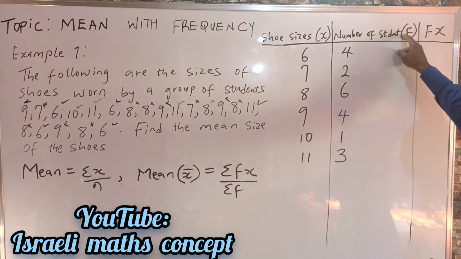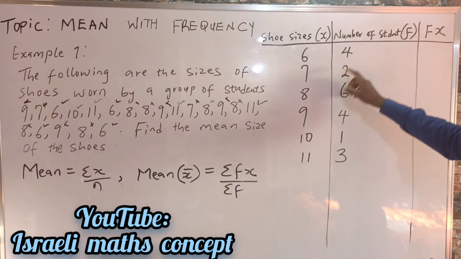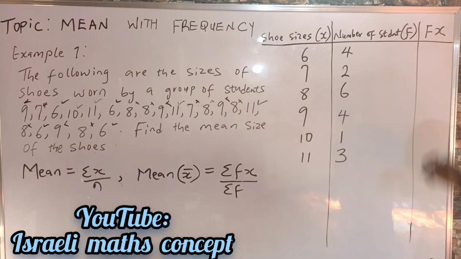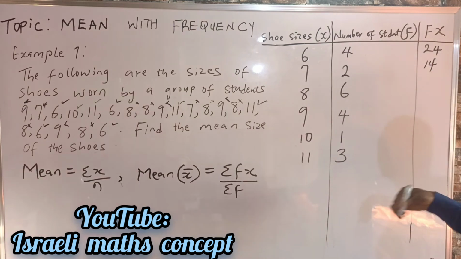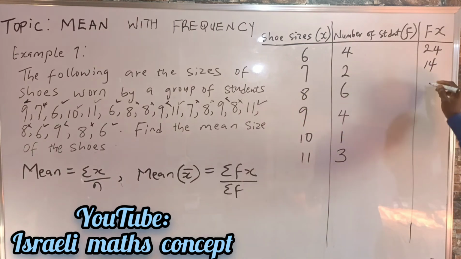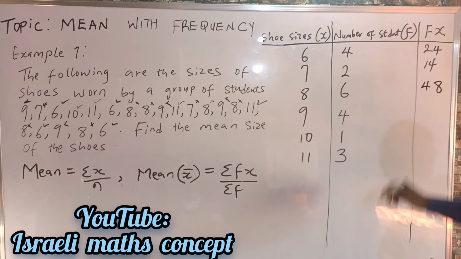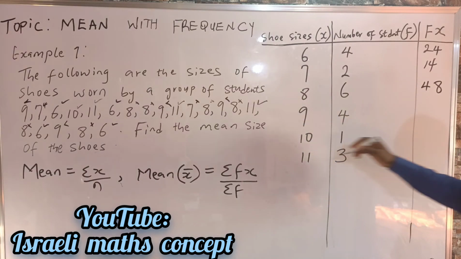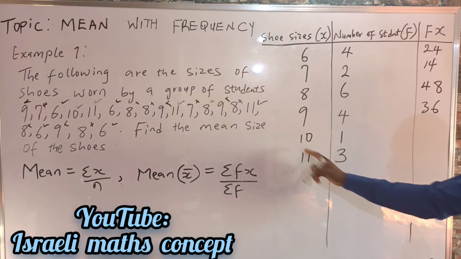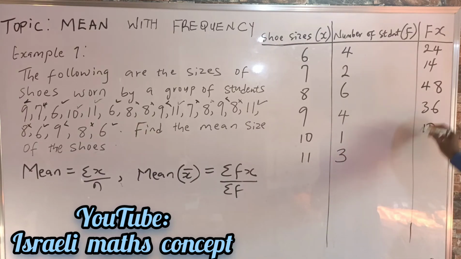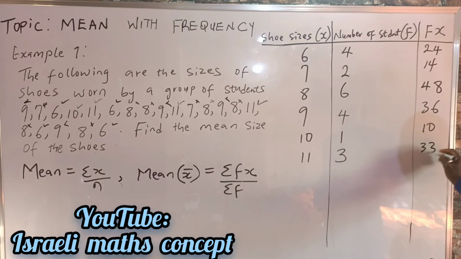Fx means f multiplied by x, and that is 4 times 6 will give us 24. Then 2 times 7 will give us 14. Then 6 times 8 will give us 48. Then 4 times 9 will give us 36. Then 1 multiplied by 10 will give us 10. Then 3 multiplied by 11 will give us 33.